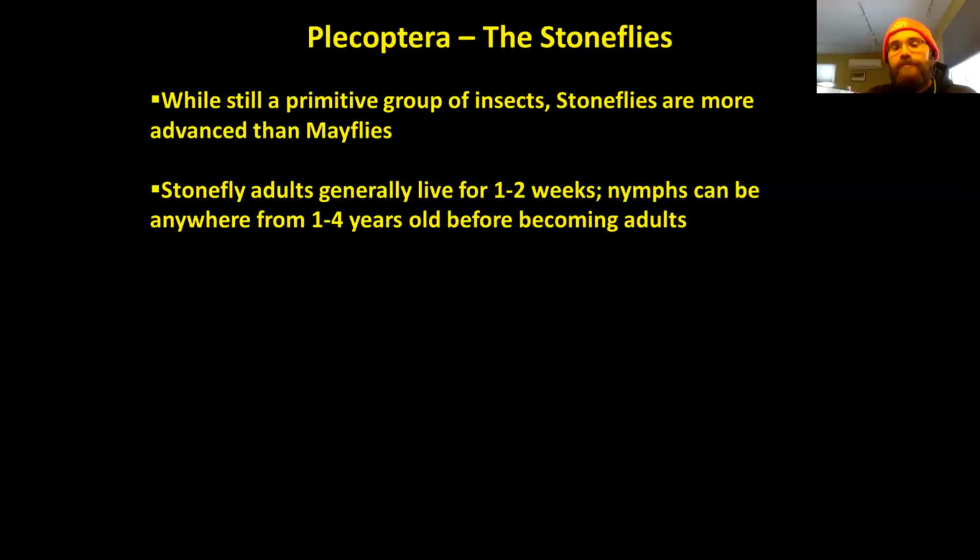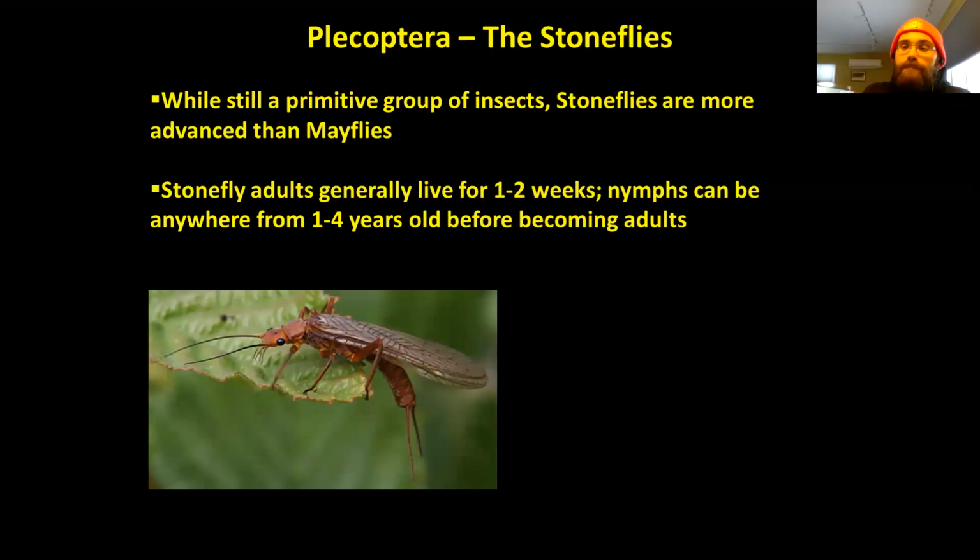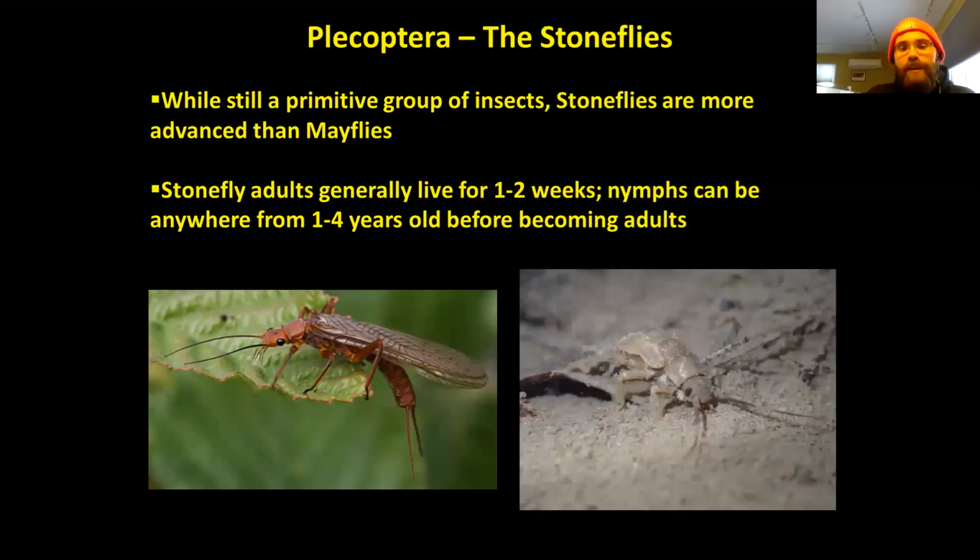Stonefly adults generally live for 1 to 2 weeks, a little bit longer than the mayflies, all things considered. And then nymphs can be anywhere from 1 to 4 years old before they become adults. So quite a bit long-lived compared to the mayfly nymphs. And this is an example of an armored stonefly nymph. And these guys can live up to 4 years of age, and they grow very big.